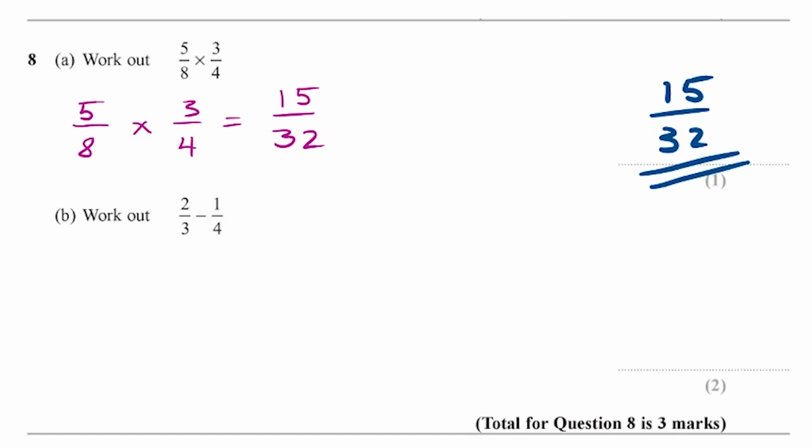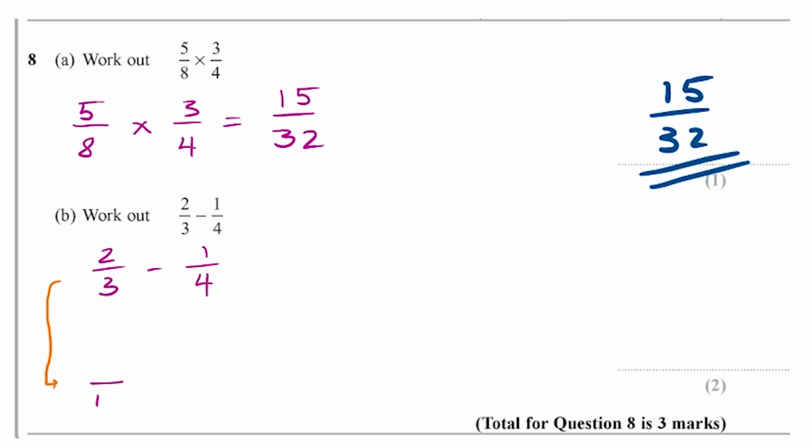And then the second part, work out 2/3 minus 1/4. Well, when we want to add or subtract fractions, they have to have a common denominator. In other words, they've got to have the same number at the bottom. And we do that by multiplying them until they both have the same number. So we're looking for a number that 3 and 4 both go into, right? And they both go into 12. So if we multiply 3 by 4, we get 12. And as we've had to multiply that denominator by 4, we multiply the numerator by 4 as well to give us 8. So 2/3 is equal to 8/12.